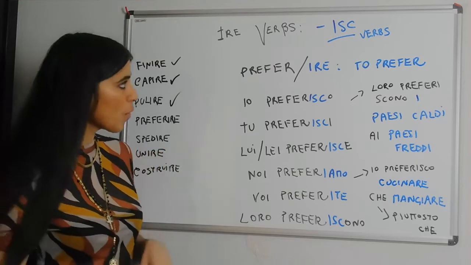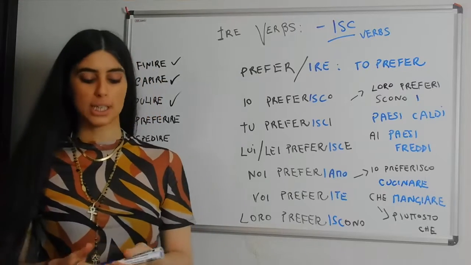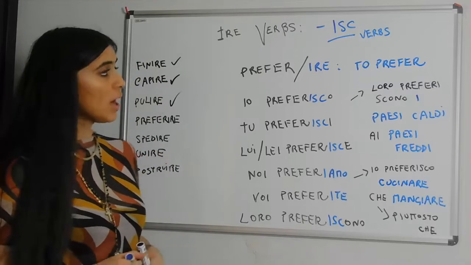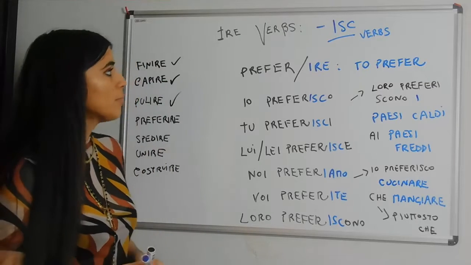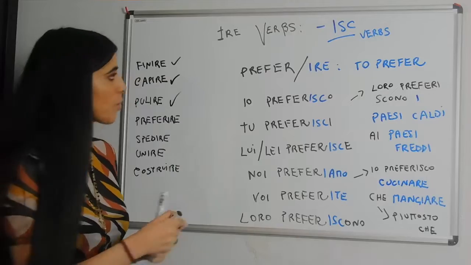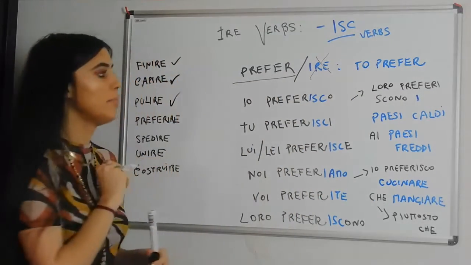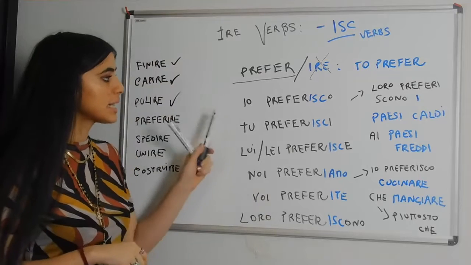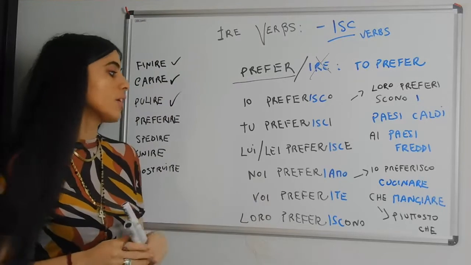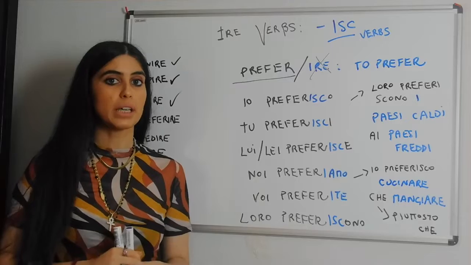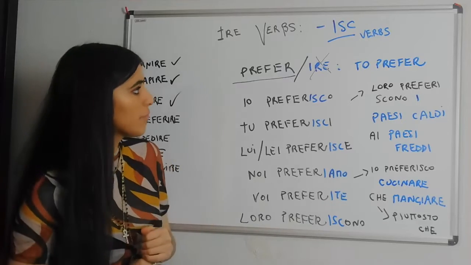So, what we did here, as usual, considering that this is one of the -isc verbs, right? So what we did here was to drop -ire, right? So we're left with the root of the verb, and then we'll just add -isc, and noi and voi go back to being normal or regular, okay?